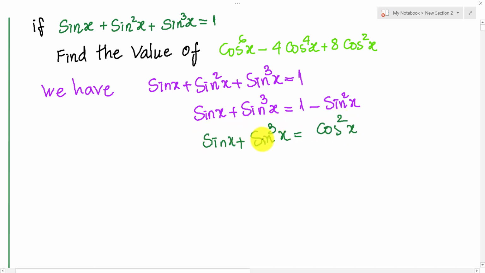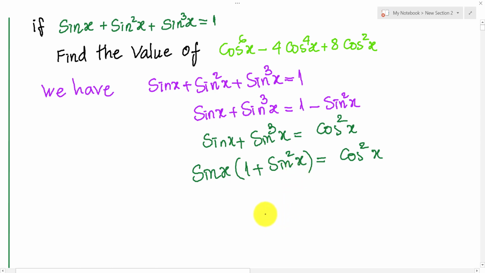And then I can take sine of x out as a factor. So we get sine of x times 1 plus sine square of x equals cosine square of x. And like before, we know sine square of x plus cosine square of x equals 1.